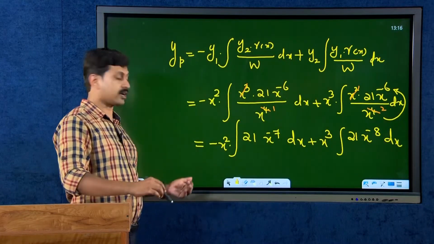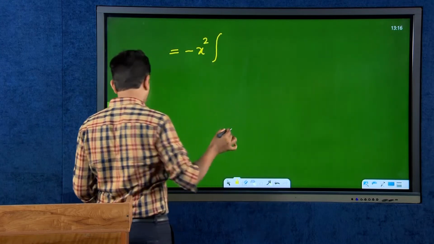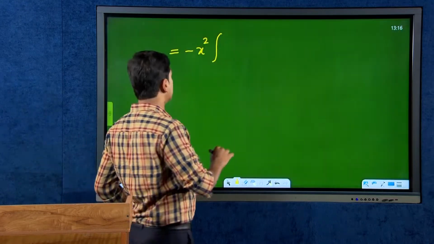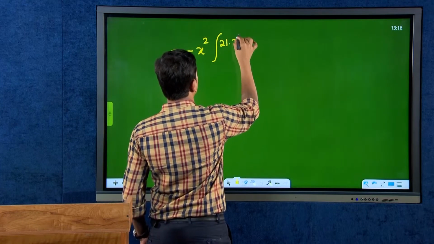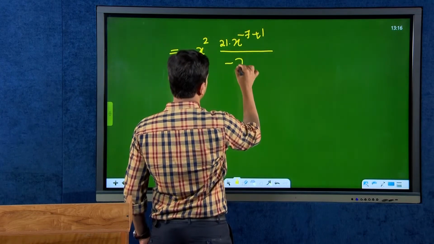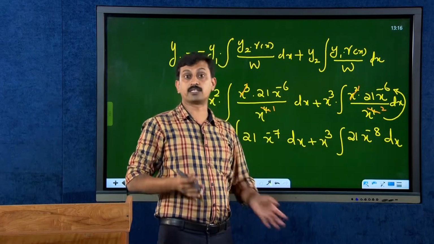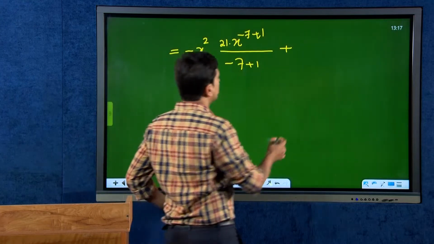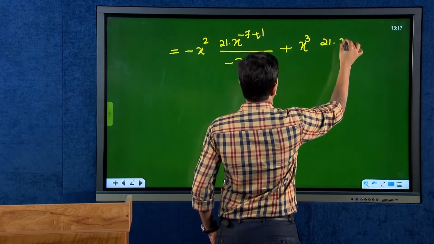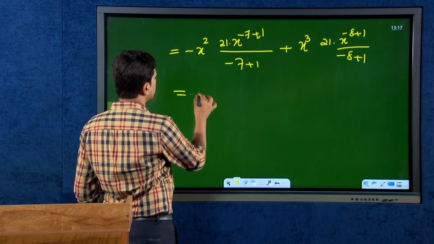Okay, fine. Here we have minus x square into the integral of 21 x raised to minus 7, which gives 21 into x raised to minus 7 plus 1 divided by minus 7 plus 1, plus, again x cube is there, 21 into x raised to minus 8 plus 1 divided by minus 8 plus 1, x cube into 21 into x raised to minus 8 plus 1 divided by minus 8 plus 1.